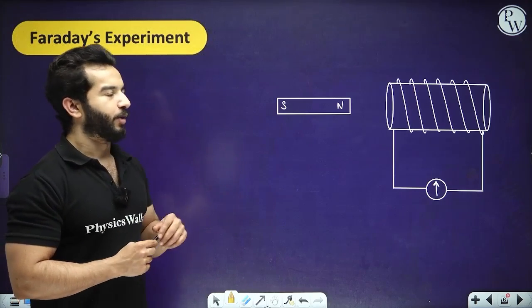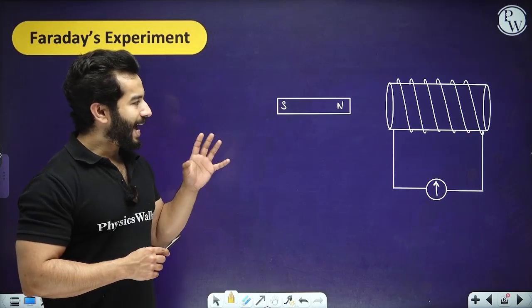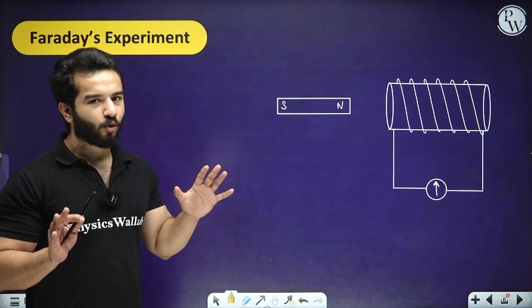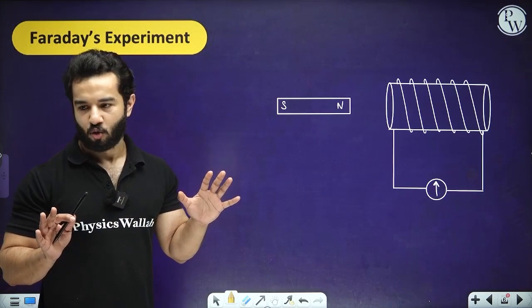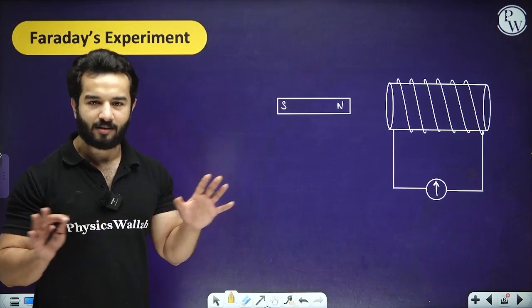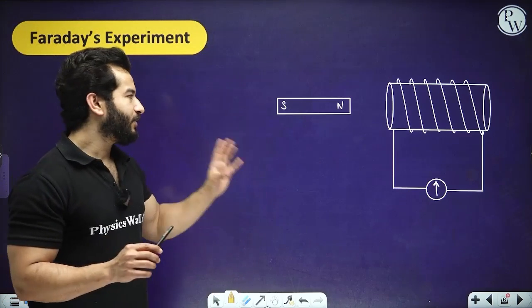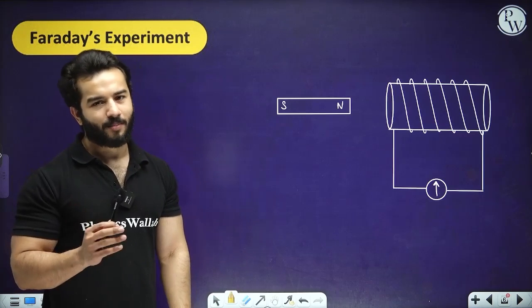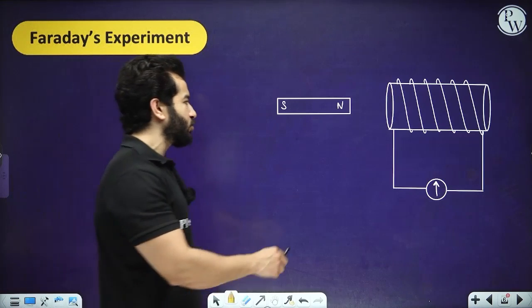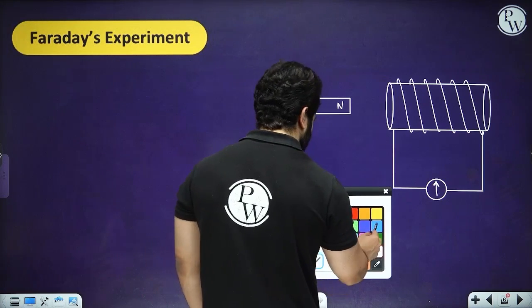What do we have over here? We have a solenoid in which we do not have any current carrying source, right? So we don't have any battery, nothing like that. We just have a galvanometer, we have got a solenoid, and we have got a bar magnet. We know that a bar magnet will produce magnetic field. From this north pole, magnetic field lines are going to be created, something like this.